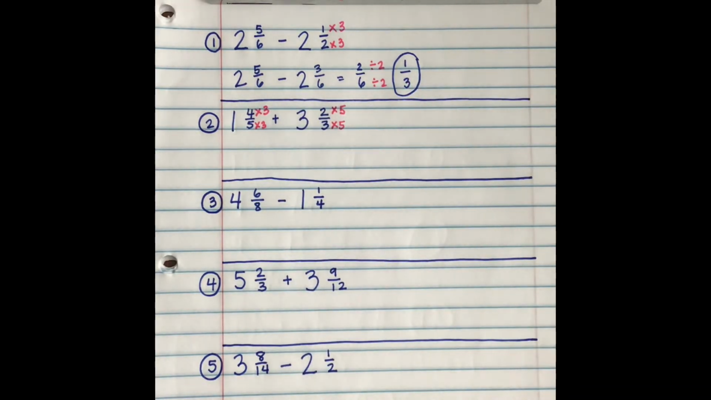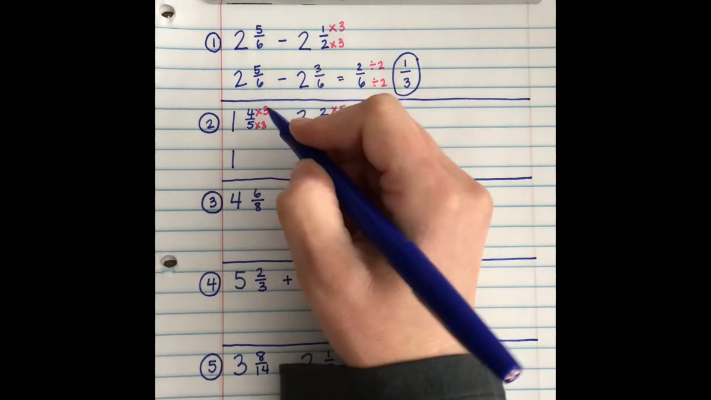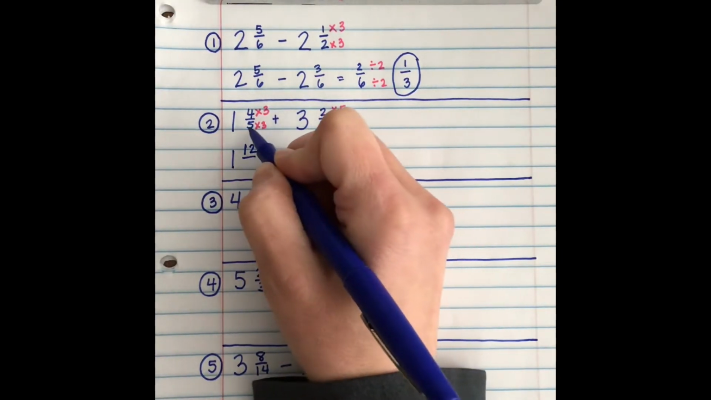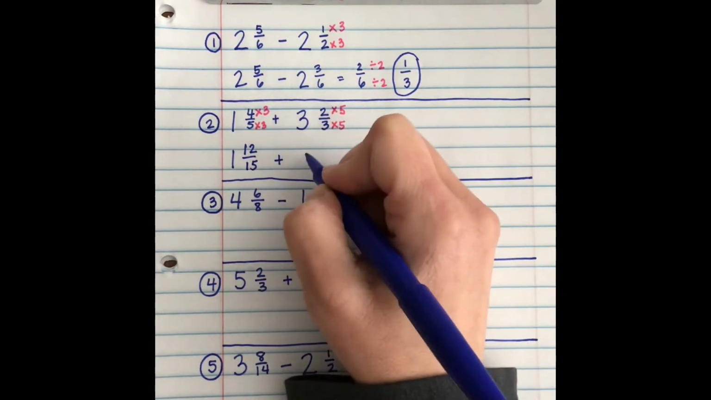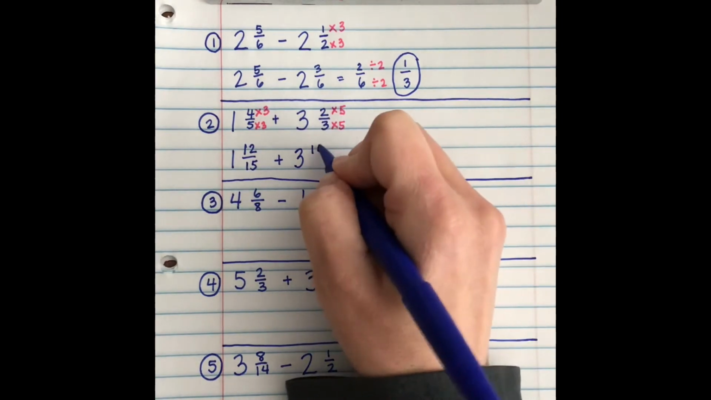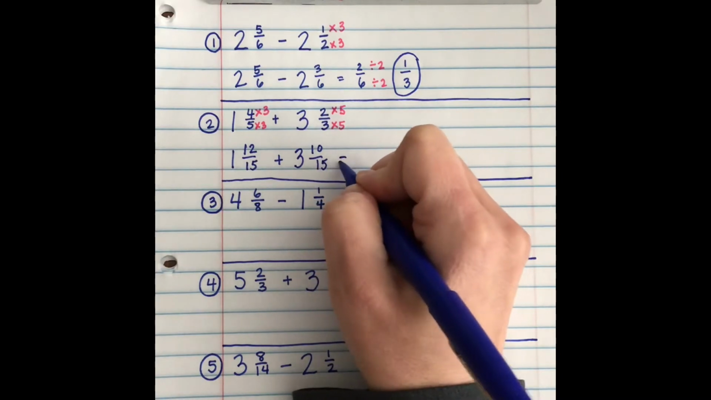Okay, so now I'm going to rewrite my mixed numbers. My whole number does not change. 4 times 3 turns into 12. 5 times 3, of course, is 15. That was our goal, to have a denominator of 15. 2 times 5 is 10. My denominator down here is 15.